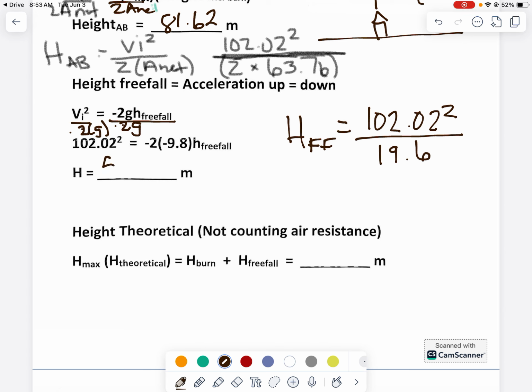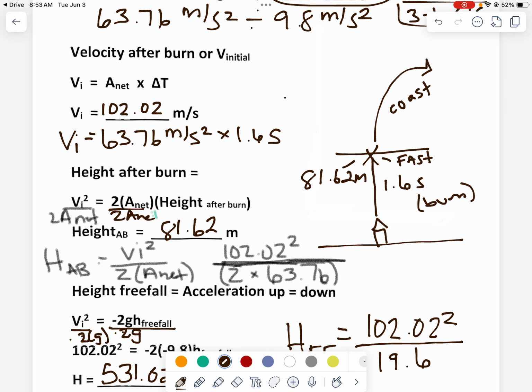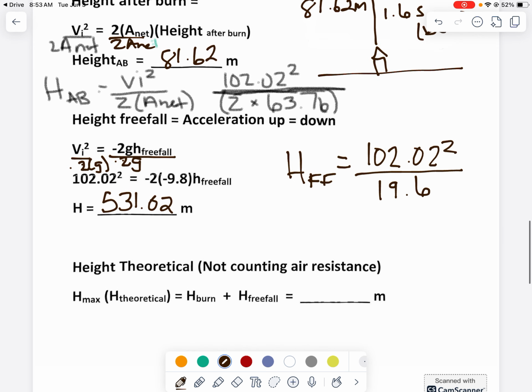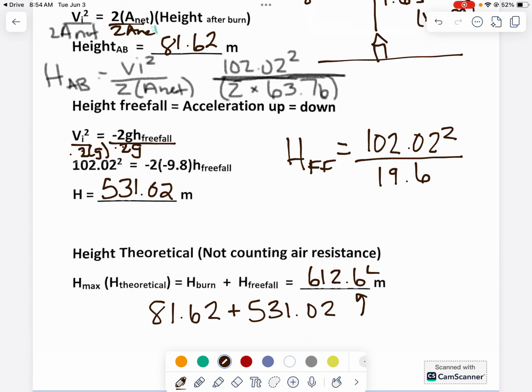I got 531.02 meters. So what that means is that this height was 531.02 meters. So all we need to do now is add them together. So we've got our maximum height, 81.62, plus 531.02. And my theoretical, without air resistance, that's a huge thing. This won't look anything like your actual number.